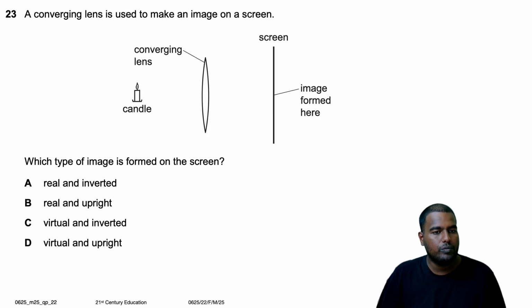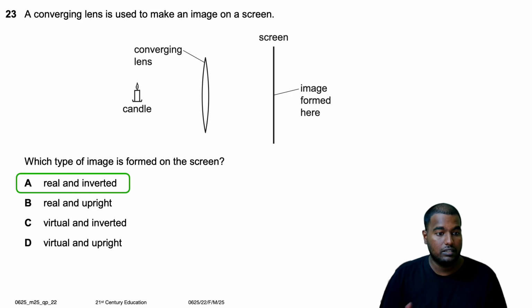A converging lens is used to make an image on a screen. Which type of image is formed on the screen? So it's a converging lens and the image is produced on the screen. So it's a real image and it will be inverted. So real and inverted. Only in magnification it will be upright.